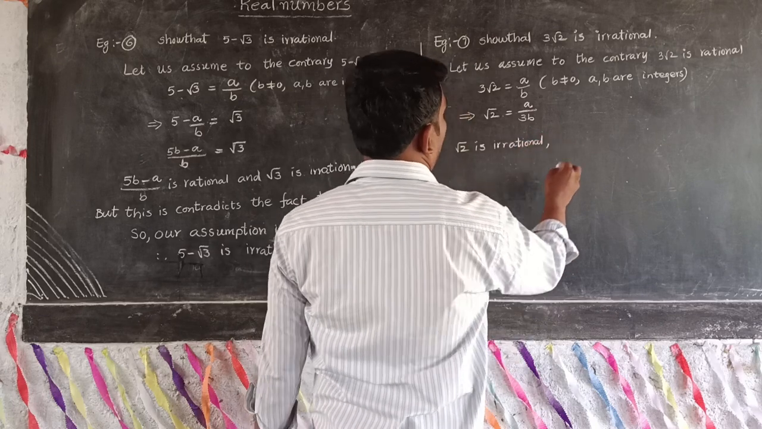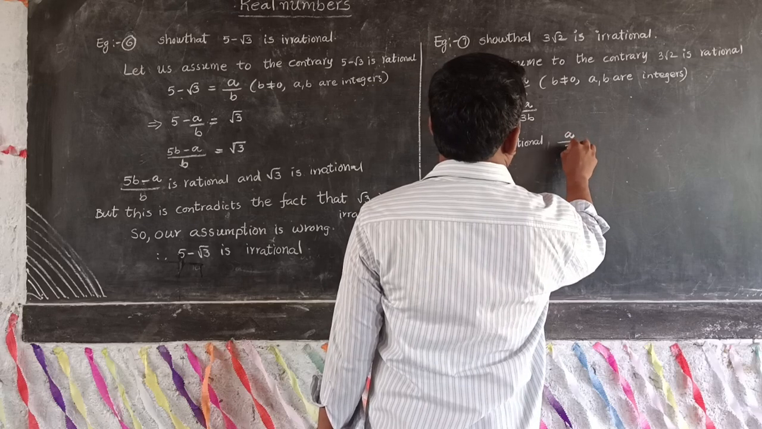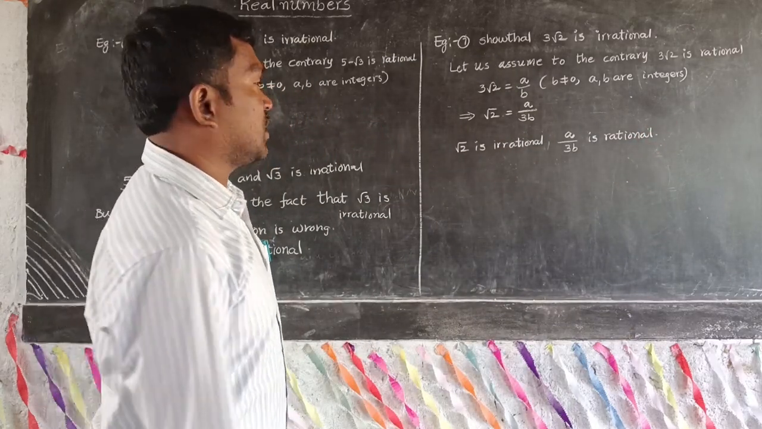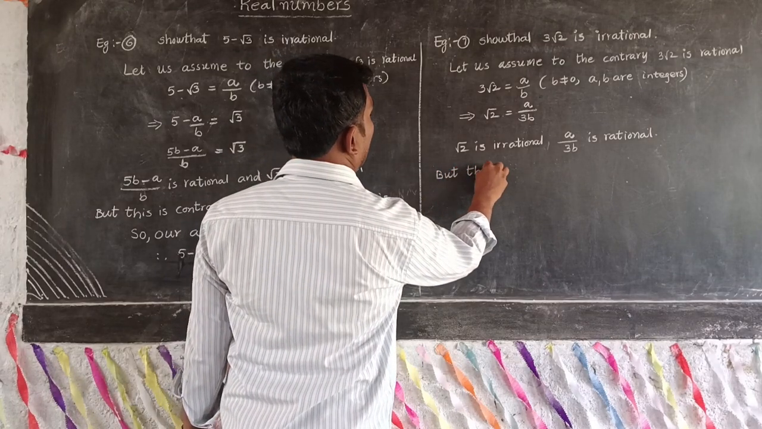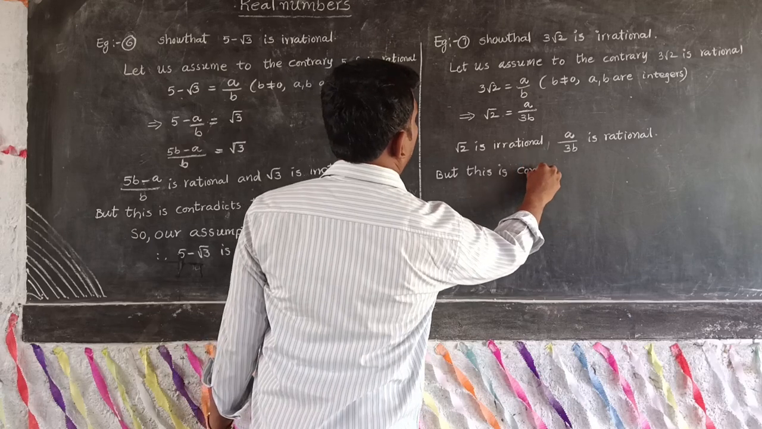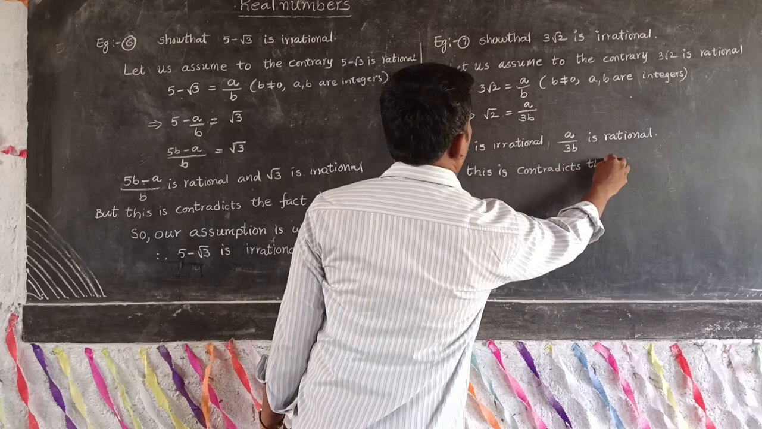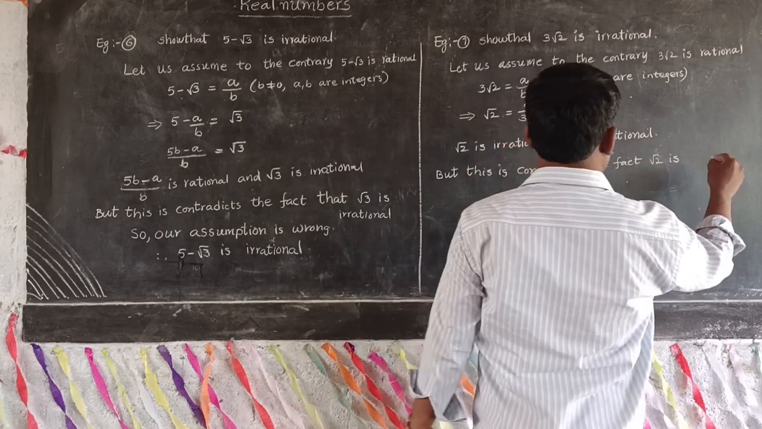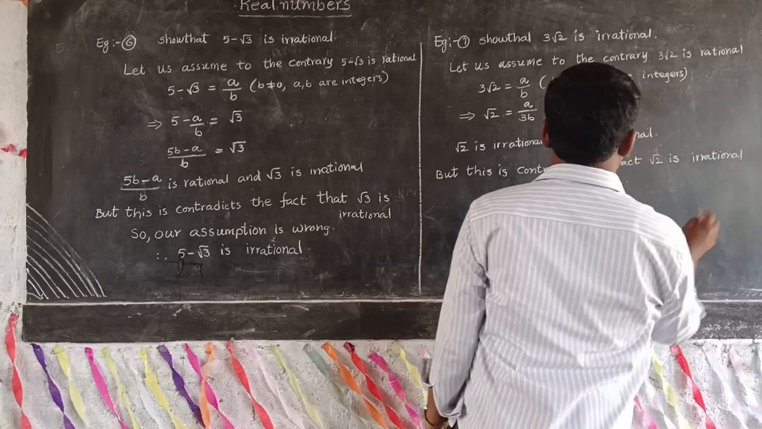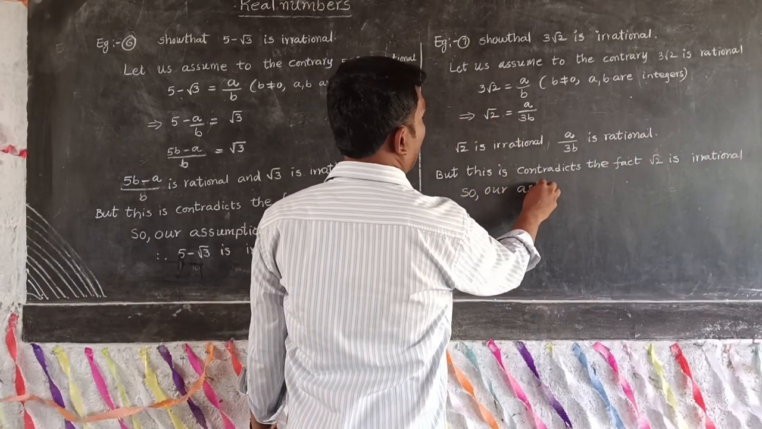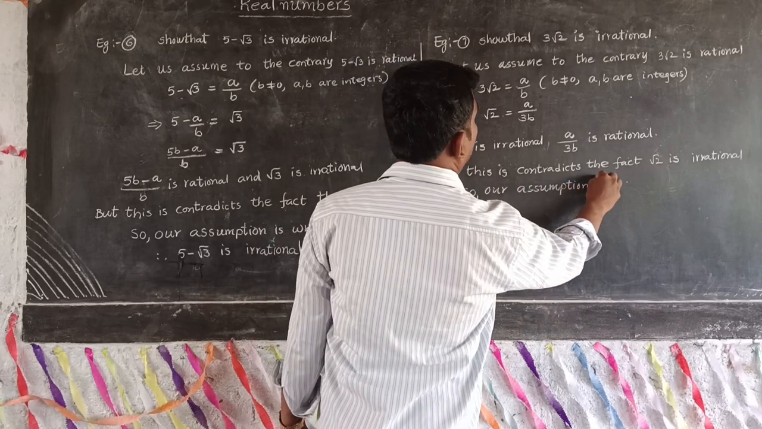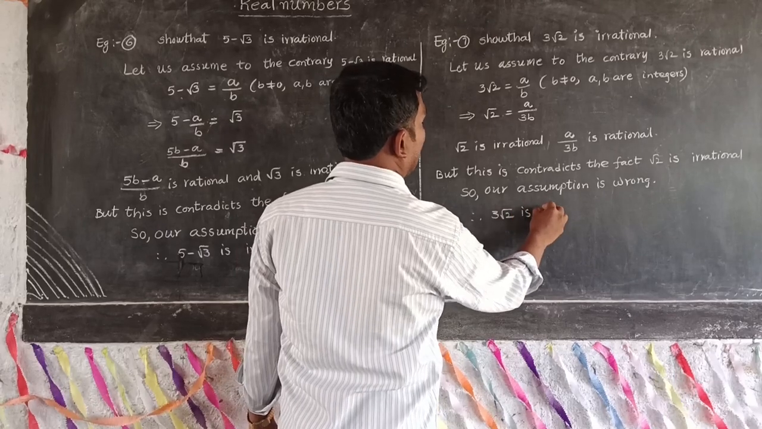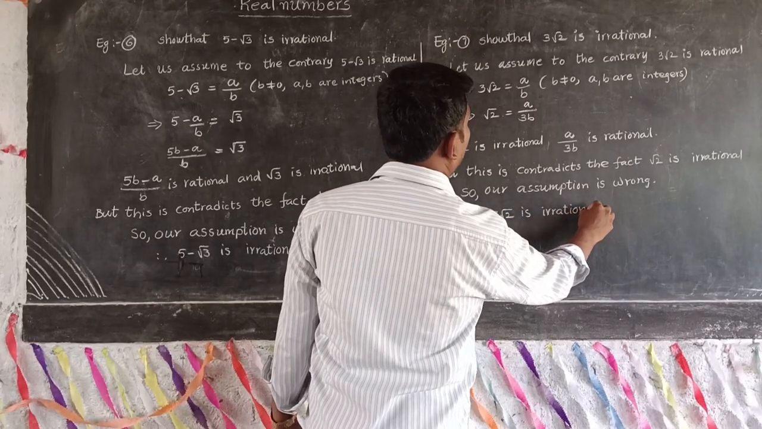Root 2 is irrational. A by 3B is rational, but this contradicts the fact that root 2 is irrational. So our assumption is wrong. Therefore, 3 root 2 is irrational.